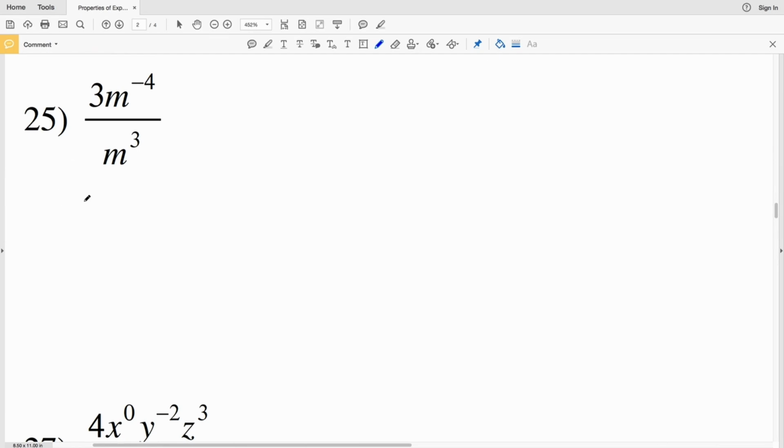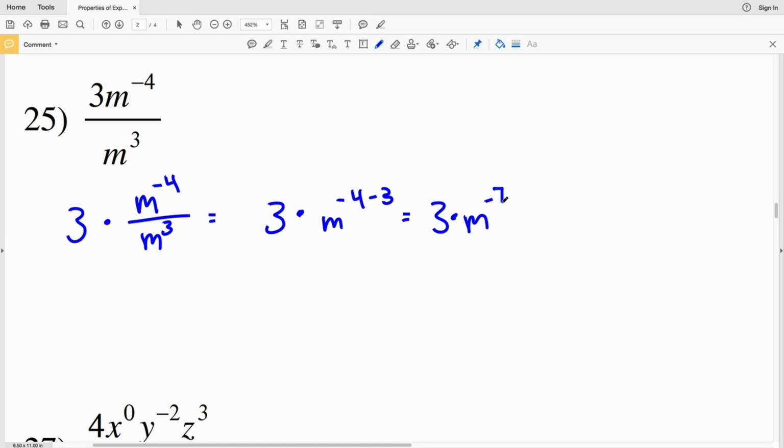In number 25, I'll have 3 times m to the negative fourth over m to the third. So that's 3 times m to the negative 4 minus 3, which is 3 times m to the negative 7. So when I rewrite m to the negative 7 as 1 over m to the positive 7th, multiplying that by 3, I'll get 3 over m to the positive 7.